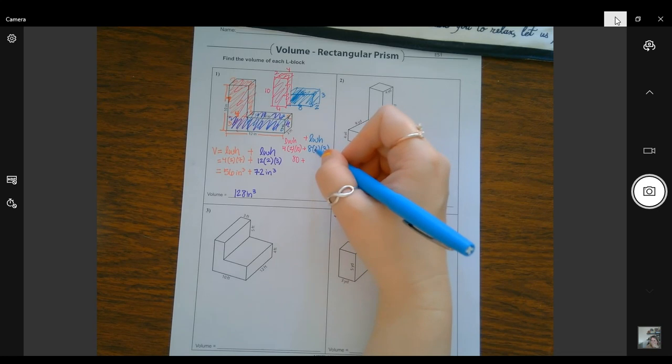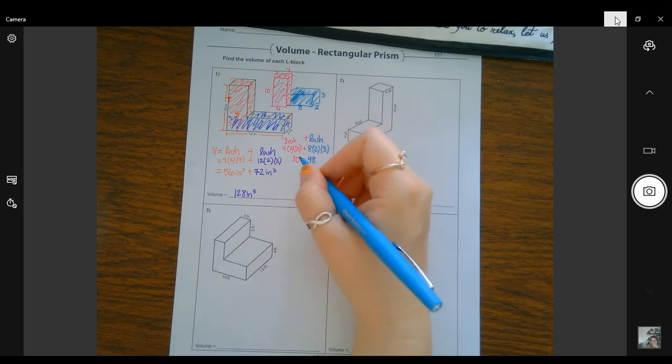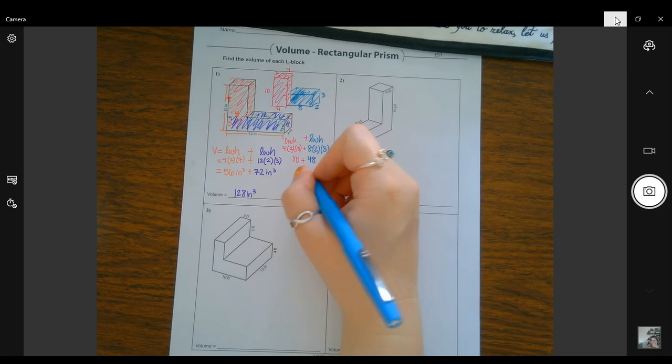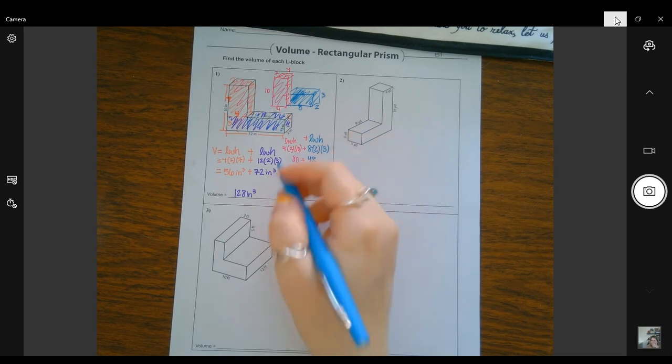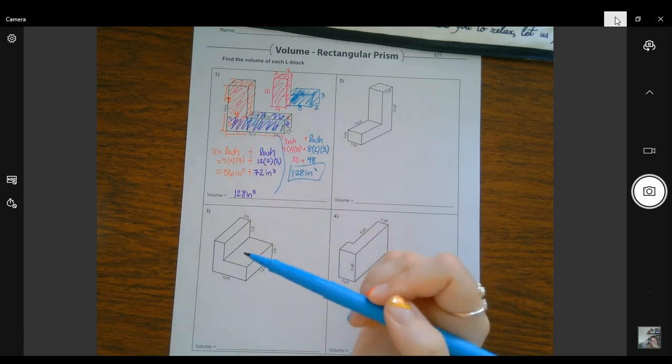And 8 times 2 is 16. 16 times 3, a little bit too tricky, so let's go this way. 3 times 2 is 6. 6 times 8 is 48. Now add those together, 80 plus 48, and you get 128 cubic inches. Oh, wow, it's the same as that one because it's the exact same shape. I just cut it differently.